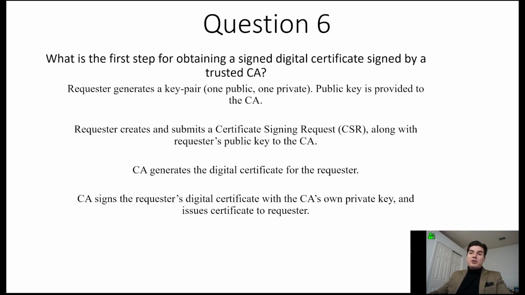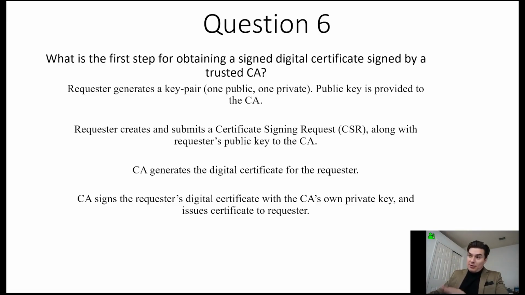Question number 6. What is the first step for obtaining a signed digital certificate signed by a trusted certificate authority? The first thing you would do is generate a key pair, and then provide the public key to the certificate authority. Another example is if you are setting up your Amazon cloud, you're going to create your public and private key. You're going to store that private key on your computer and then provide the Amazon cloud the public key. If you lost that private key, you would not be able to retrieve it because Amazon wouldn't hold on to your private key.